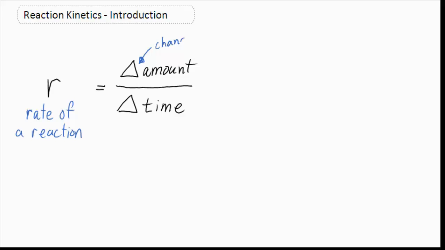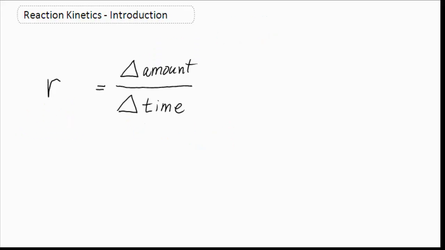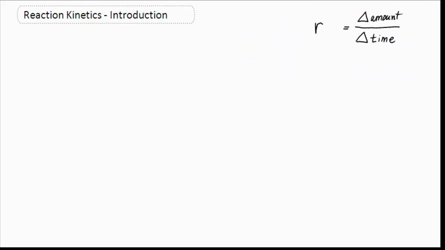Rate of a reaction is delta amount, the change in the amount. Change is difference or subtraction, compared to delta t, the change in the time. A later time minus an earlier time, perhaps. So using this, let's do a specific example.